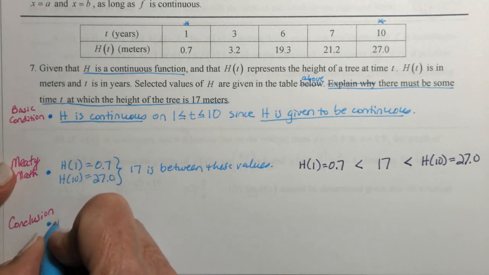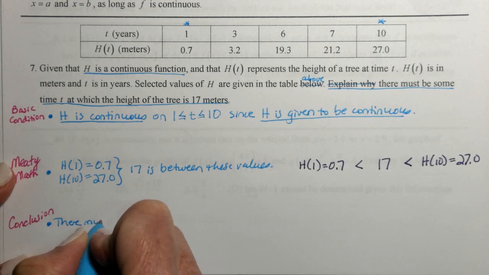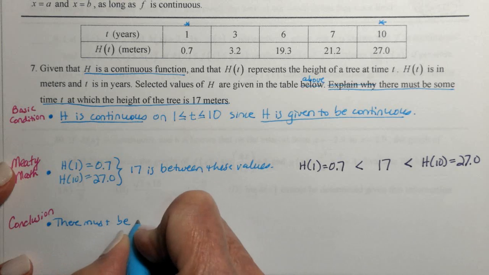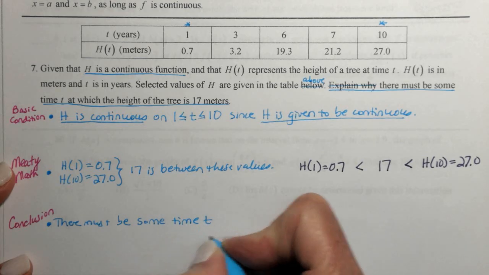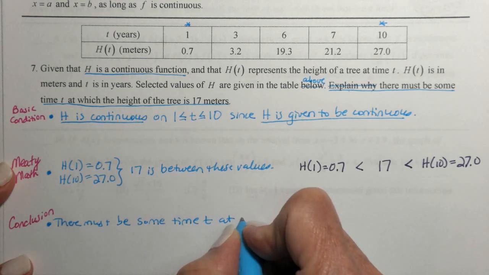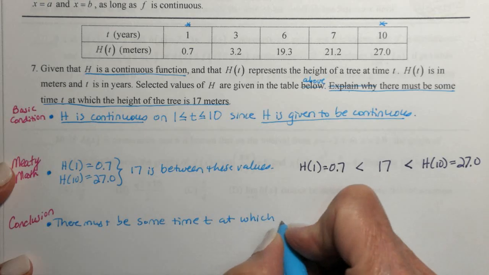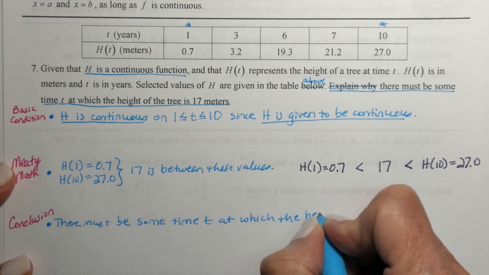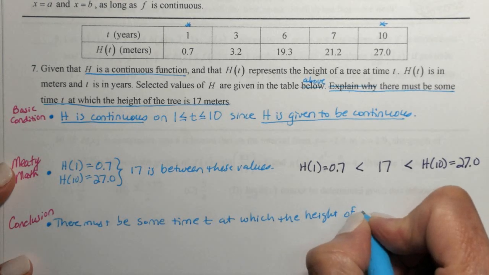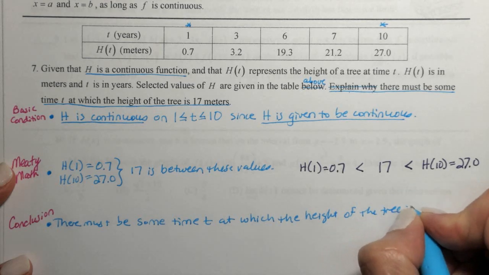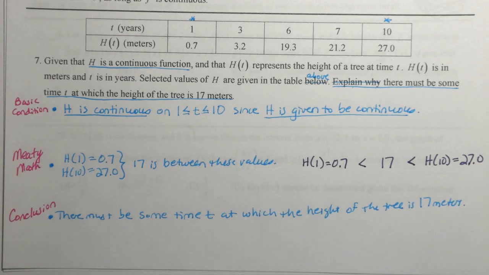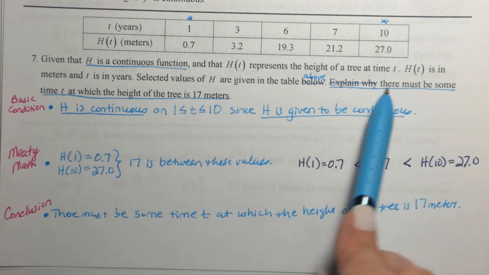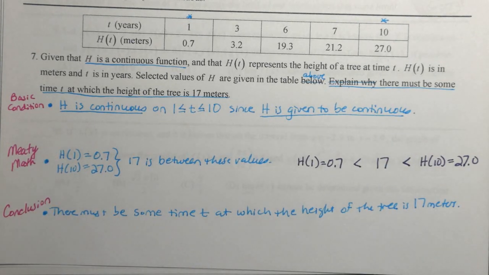Alrighty? There must be some time t at which the height of the tree is 17 meters. Okay? And you will never get your conclusion step wrong if you do that. Alrighty? Rewrite this verbatim and you'll never get it wrong.